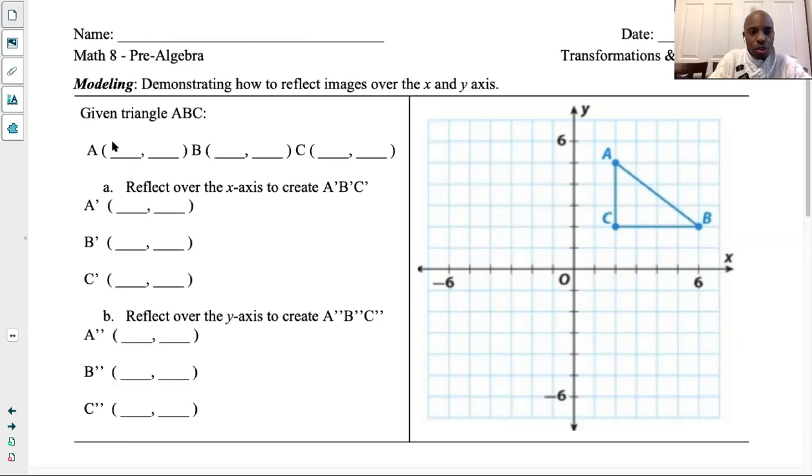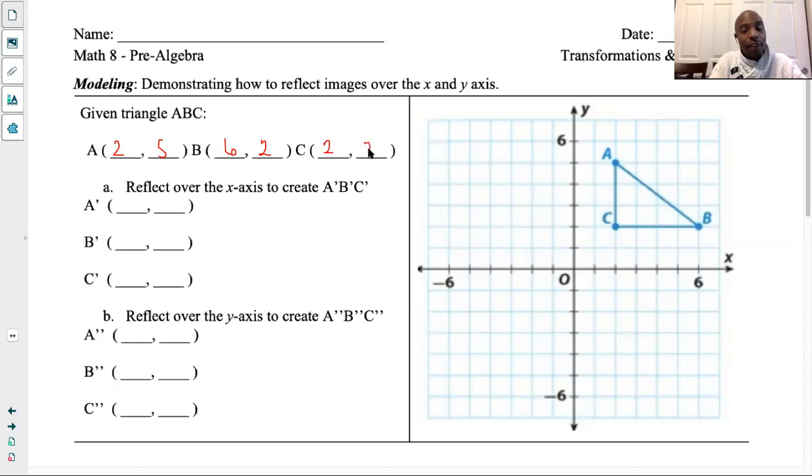Might have a better chance of just using the pad. So 2 comma 5. Okay. 2 comma 5. All right. B is 6 comma 2. And then C we have is 2 comma 2.